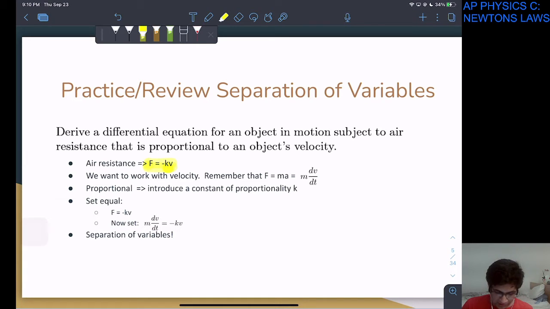But we want to derive a differential equation for an object in motion, so we want velocity, but normally F equals ma, where a is acceleration. So we're going to say a, acceleration, is dv/dt, the derivative of velocity with respect to time. Now we've introduced our proportionality constant, so we can set them equal. We can say m times dv/dt is equal to minus kv.